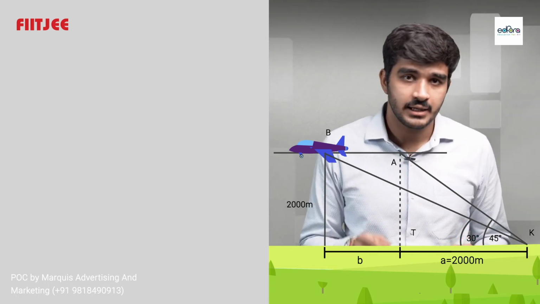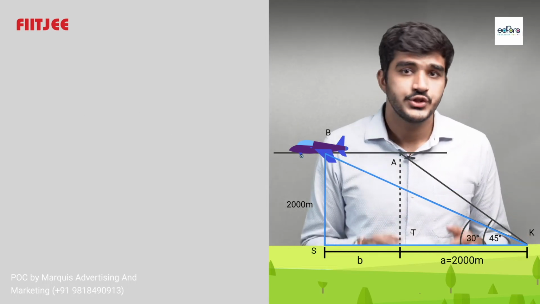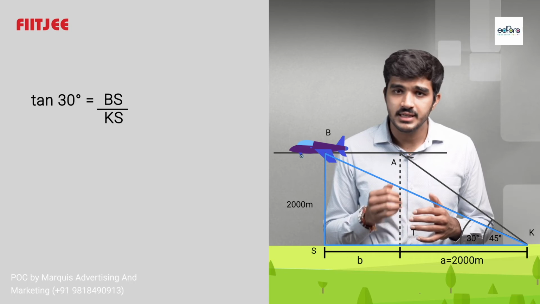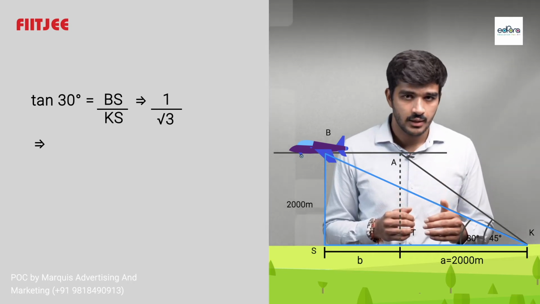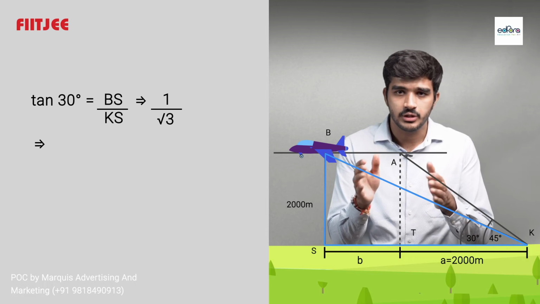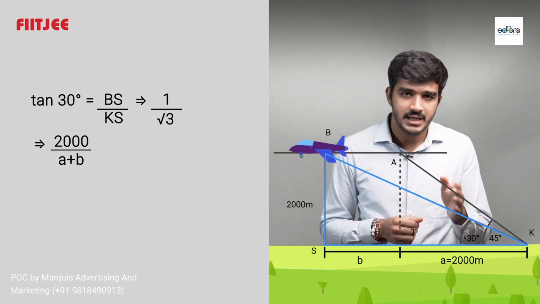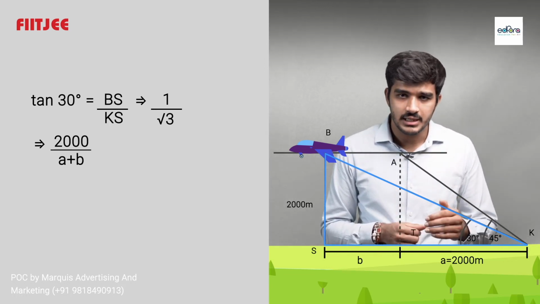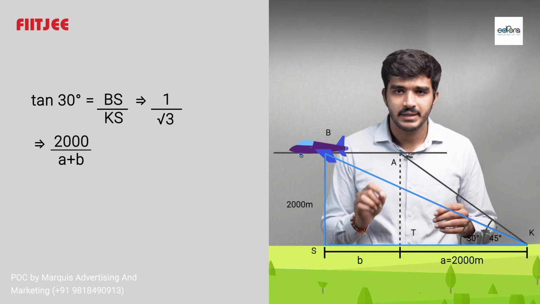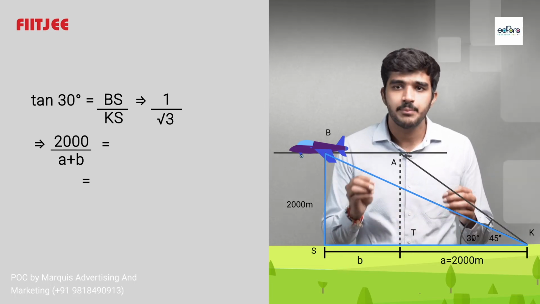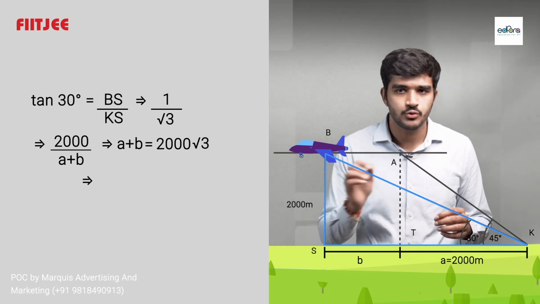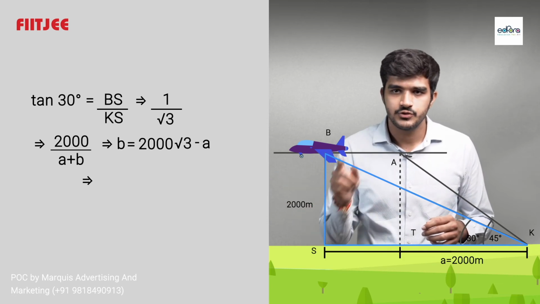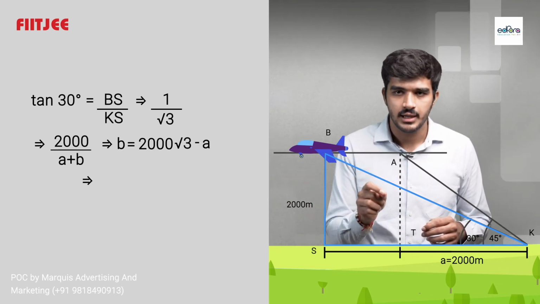Now let's move to triangle BKS. So in triangle BKS, tan 30 degrees is equal to BS by KS, which is equal to 1 by root 3. And in place of BS, we can put 2000. And in place of KS, it's A plus B. So 1 by root 3 is equal to 2000 by A plus B, which brings us to A plus B equals 2000 root 3. Now, we can take A to the other side. So B is equal to 2000 root 3 minus A.